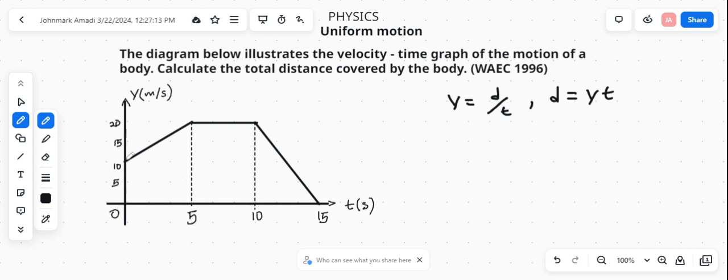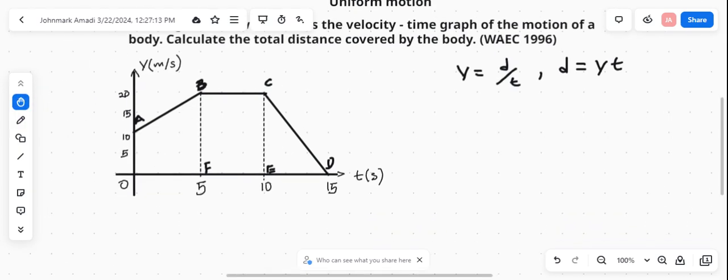Here is already 0. At this point here, that is 10, I will label it A. And then this point here, B. And here, C. Here, D. And then here, E. And here, F. So I'm done labeling my graph. Now I'm going to segment this graph, or should I say divide it into various shapes, and then find the sum of the area of each of the shapes. So let's dive into action.